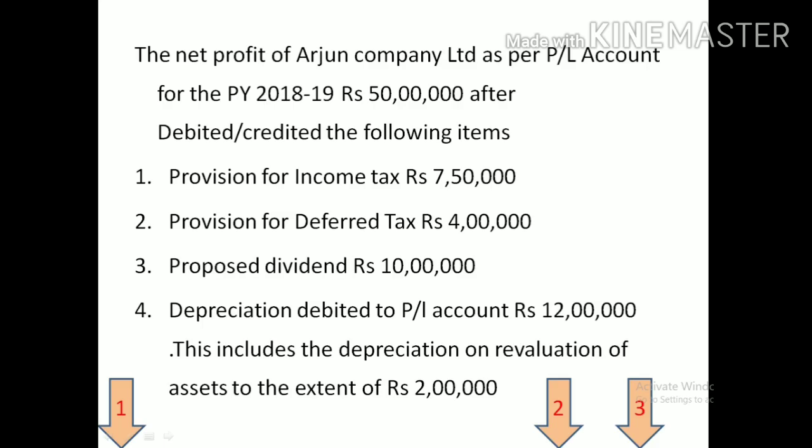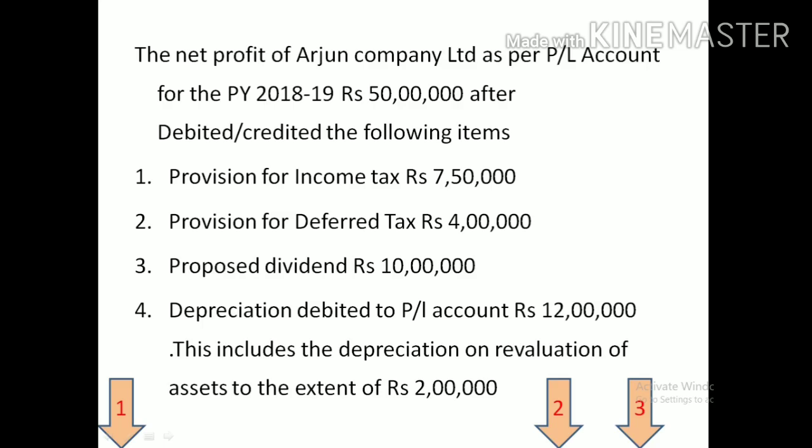Before moving to this problem, I'm giving some information on how to calculate MAT provision. What are the steps involved? The first one in MAT provision, Section 115JB, is to calculate the book profit. After calculating book profit, we should go for the calculation of tax liability. This is the procedure for calculation of tax liability under MAT provision. When you solve problems under MAT, the very important thing you should remember is the format.